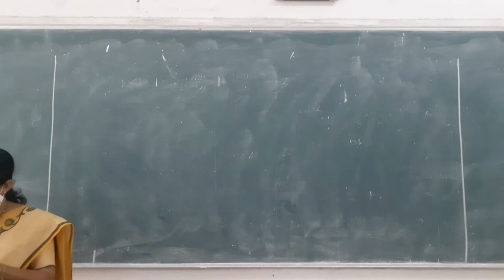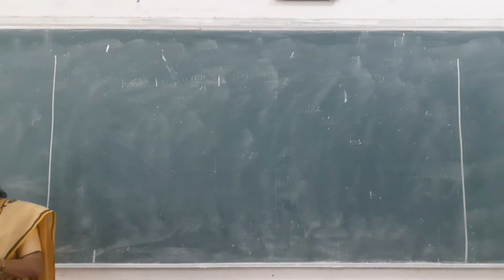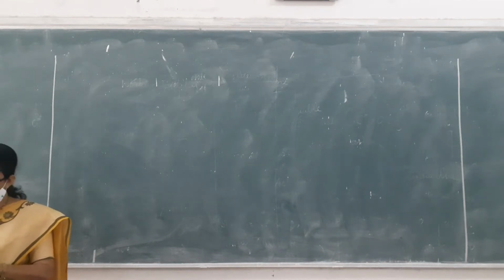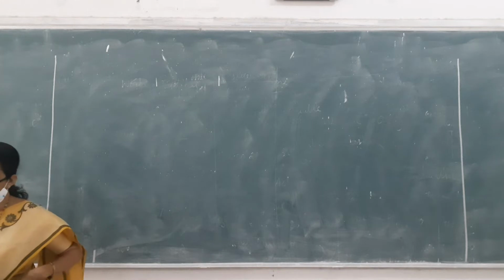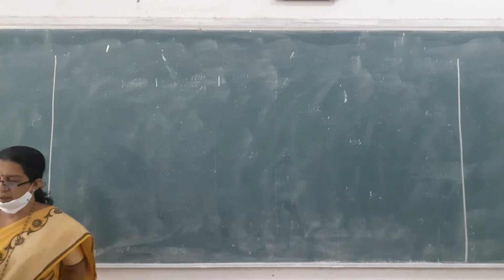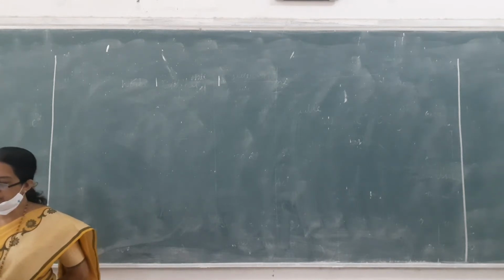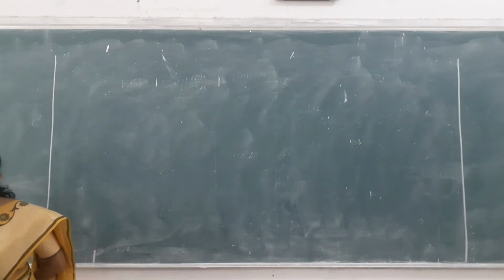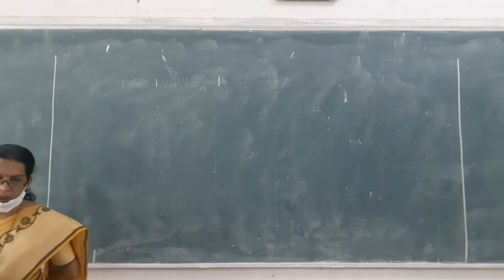Next one, house rent allowance 8,000 per month. Next one, rent paid by X, rupees 11,600 per month.